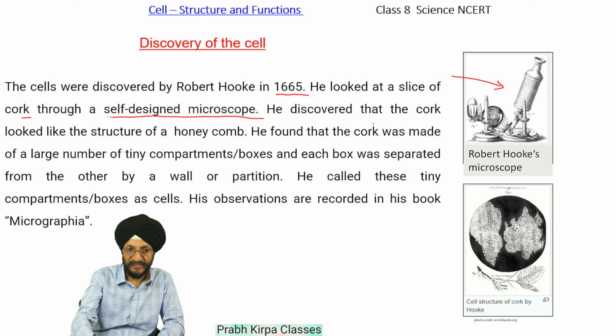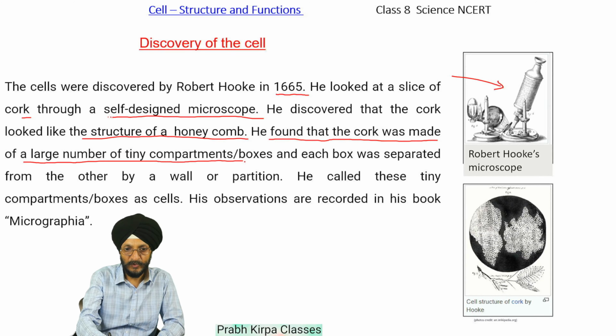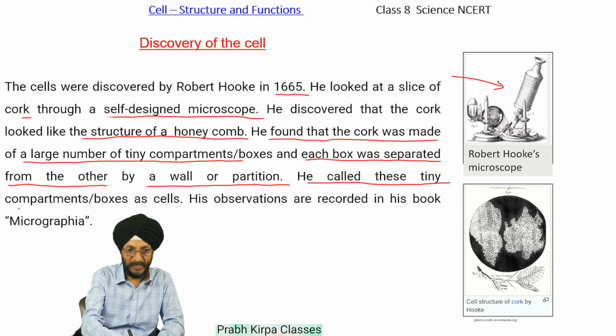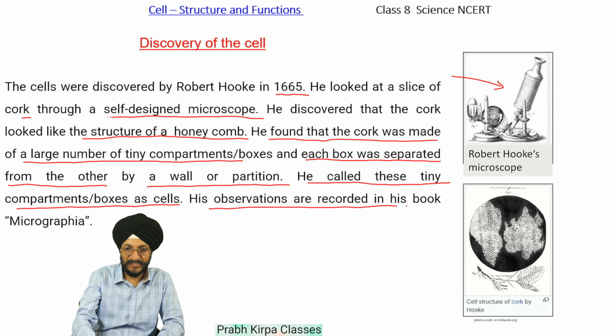He discovered that the cork looked like the structure of a honeycomb. He found that the cork was made of a large number of tiny compartments or boxes, and each box was separated from the other by a wall or partition. He called these tiny compartments or boxes as cells. His observations are recorded in his book Micrographia.